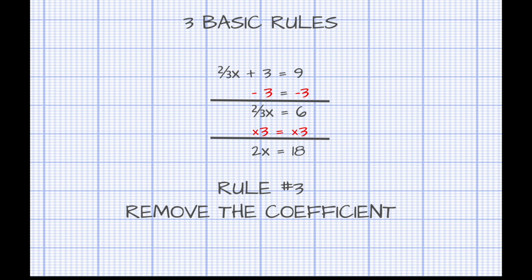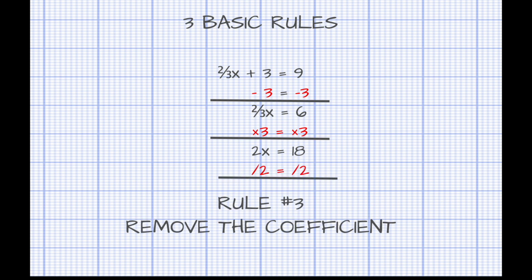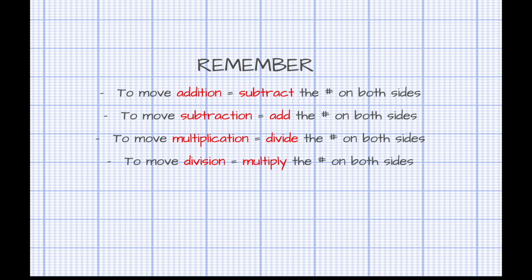The coefficient is the number being multiplied to the variable. In this example, 2 is the coefficient of x. To remove the coefficient, we have to divide 2 on both sides. Remember, if you want to move a number to the other side of the equal sign, you have to use the opposite of the original operation.